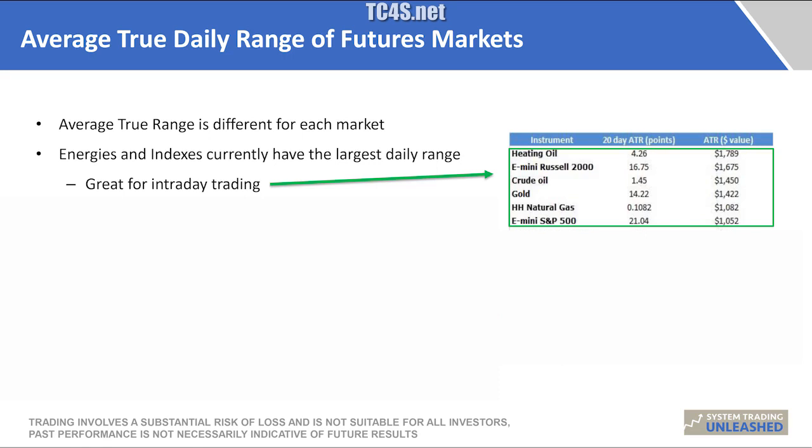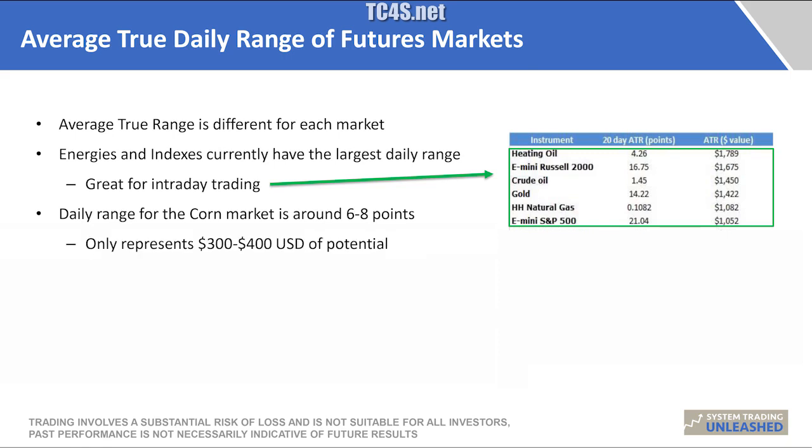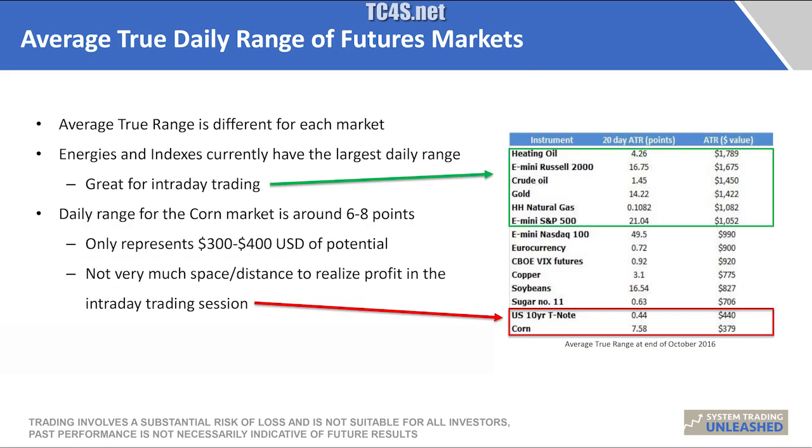So let's say in today's markets we get 6 to 8 points for the corn market, which represents about $300 to $400. So we don't have much space, much distance to realize profit in a trade session. When we look at the more suitable markets, these are energies and indices such as heating oil, crude oil. It used to be E-mini Russell before it changed the point value, but it still has a nice ATR range.